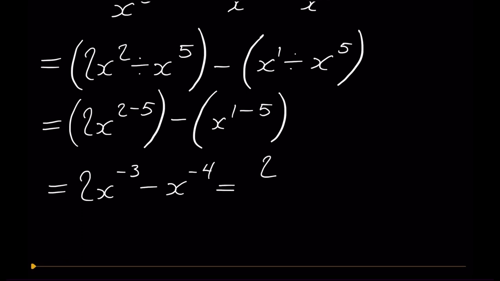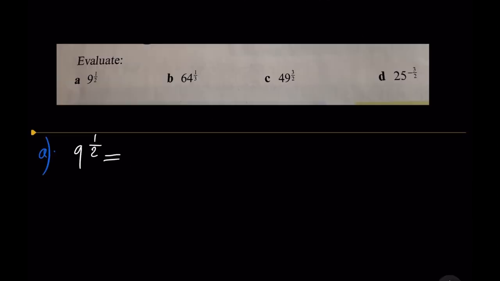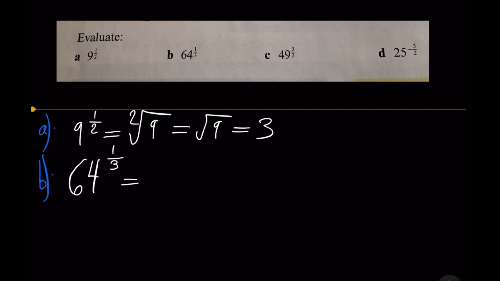And we can obviously rewrite this using the laws of indices we looked at above, and we obtain 2 over x cubed minus 1 over x raised to the power 4. Now, for the second set of examples, we've got 9 raised to the power 1 over 2, and using the laws of indices we covered above, we can rewrite this as the square root of 9, and the square root of 9 is 3.